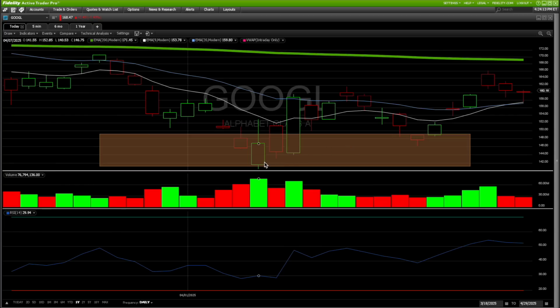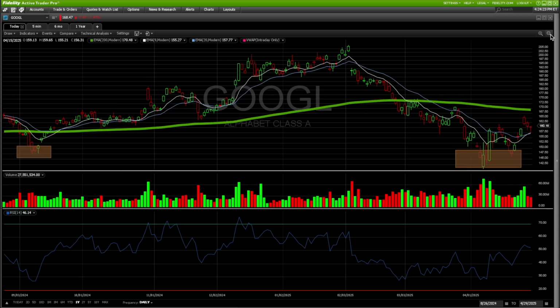This entry around 145 and me selling back up at 166 nets me over 10 to 15% on this gain, risking only 3%. So the first thing that I like to look for is combining the previous support with the previous support around 145.